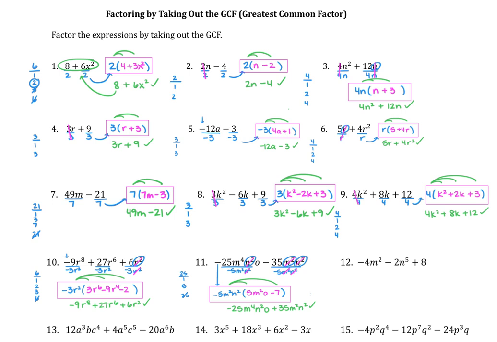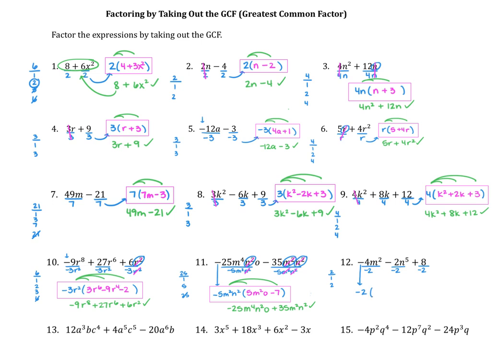Number 12, I'm going to look first at my numbers, take my smallest term, 2, and list its factors. I only have 1 and 2. Can 2 go into all 3 numbers? Yes. Now remember, I'm going to drop that negative down. I'm going to divide by -2. And then I need to check, do they all share a variable in common? No. So -2 is my only GCF.